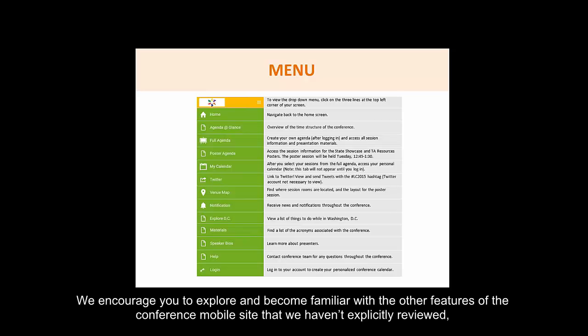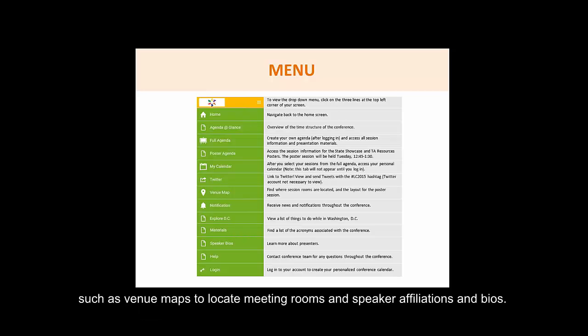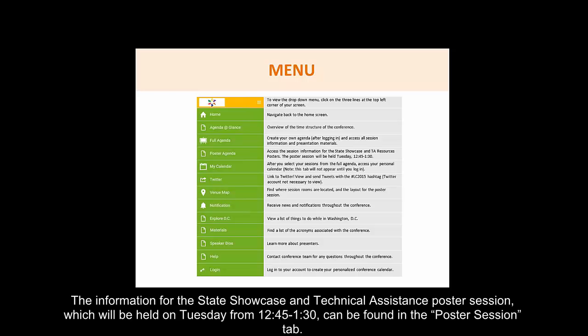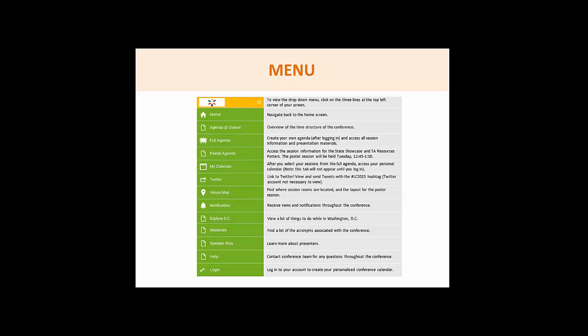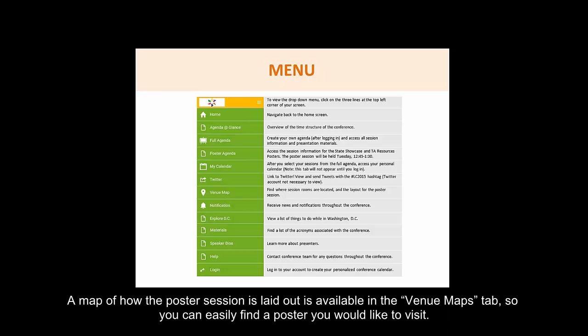We encourage you to explore and become familiar with the other features of the conference mobile site that we haven't explicitly reviewed, such as venue maps to locate meeting rooms and speaker affiliations and bios. The information for the State Showcase and Technical Assistant Poster session, which will be held on Tuesday from 12:45 to 1:30, can be found in the Poster Session tab. A map of how the poster session is laid out is available in the Venue Map tab, so you can easily find the poster you would like to visit.